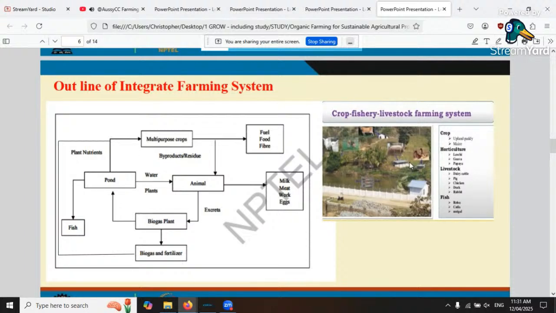There's your little, on the right, crop, fishery, livestock farming systems. There's a good example of them all that you might want to include on your property eventually. Because manure, you need good manure that'll take care of the nutrients and the fertilizers, and it'll all cycle.